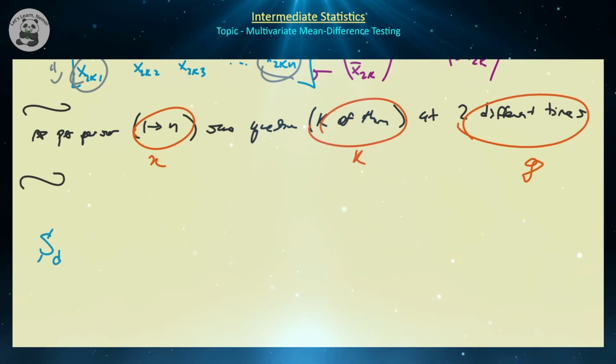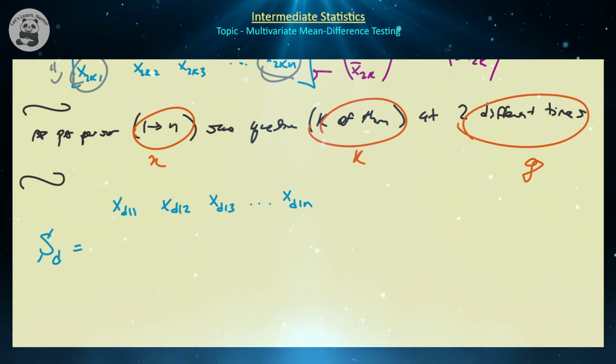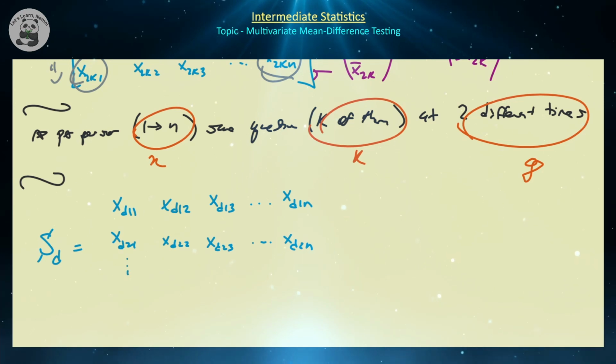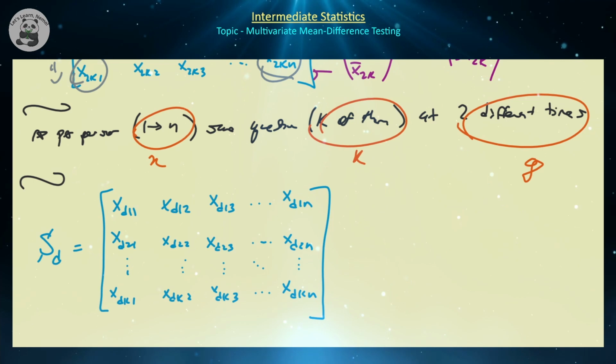Let's call this sample SD. So SD is going to be of the form XD11, XD12, XD13, all the way down to XD1n. And then XD21, XD22, XD23, all the way down to XD2n, and that's going to continue all the way down to XDk1, XDk2, XDk3, all the way down to XDkn. So this is just going to be a multivariate sample of size n for each of these differences.